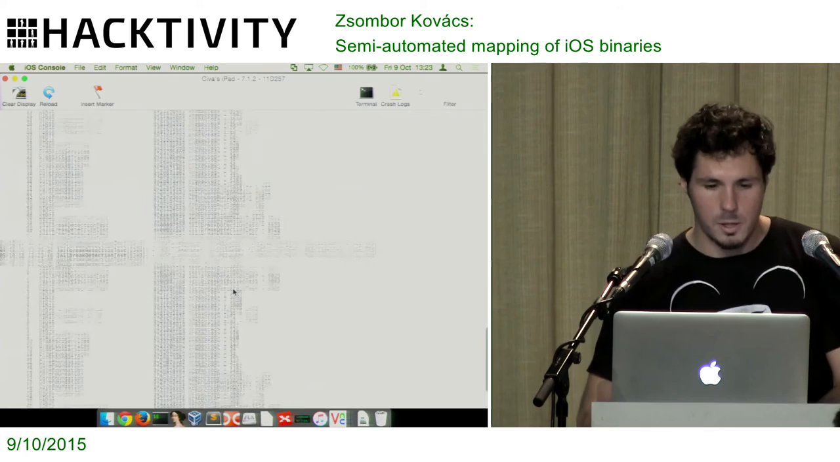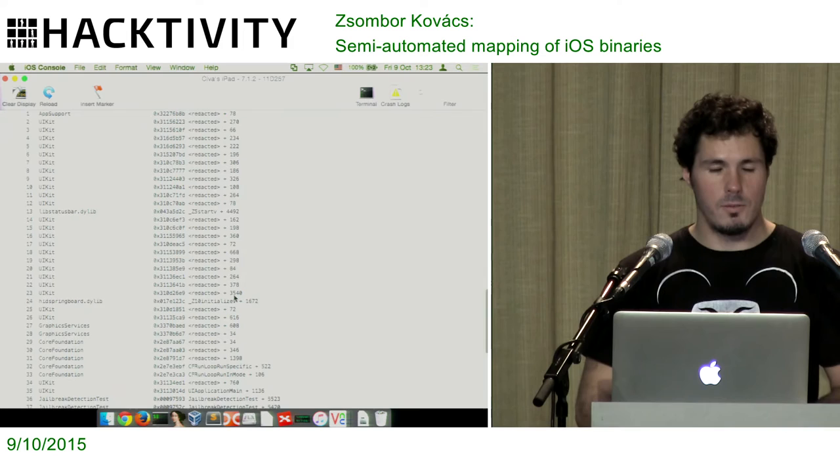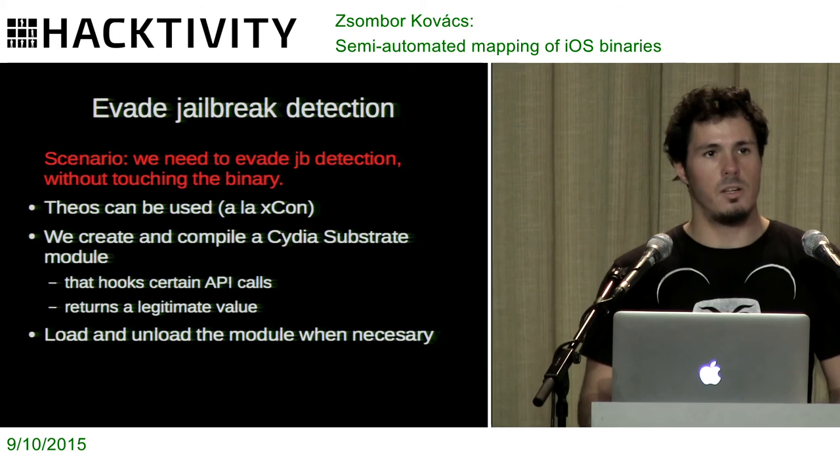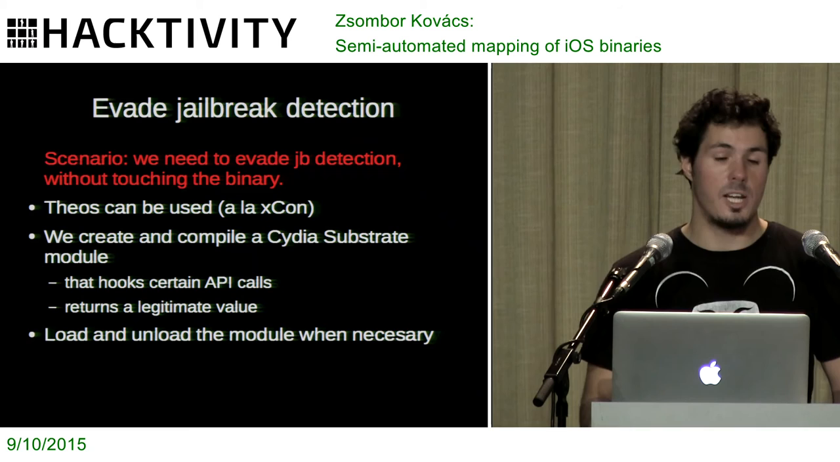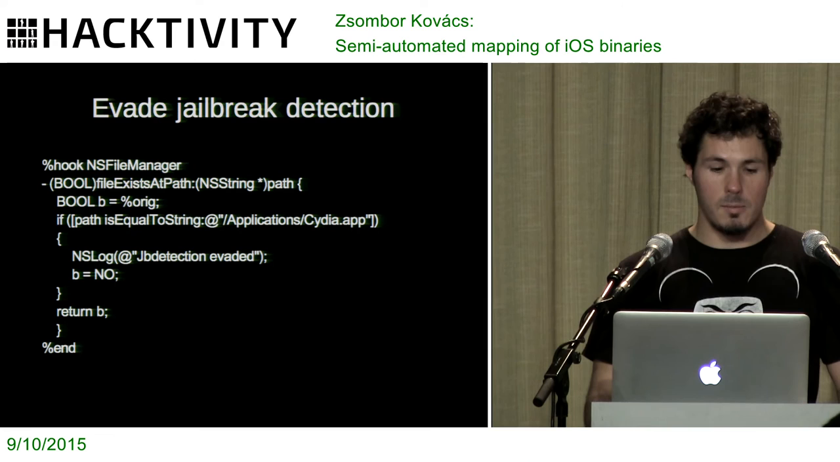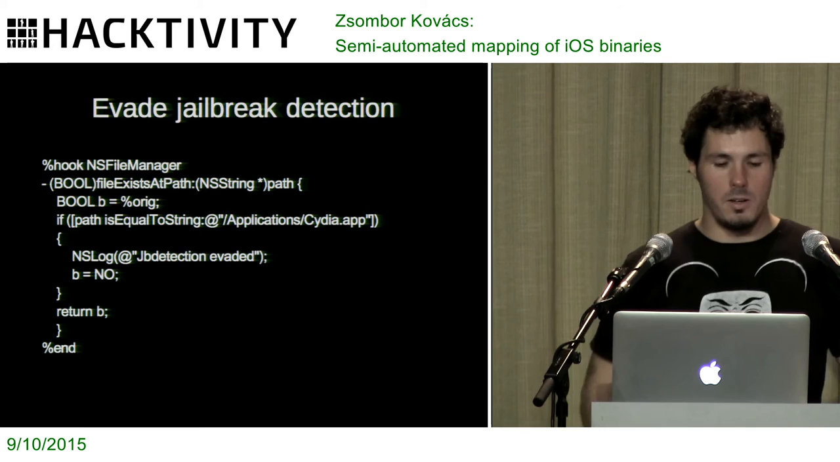So we can see from where the file exists at path function was called. And once we're there, we can easily evade jailbreak detection also. Once we have control over what the actual API call returns, then we can use this framework to bypass jailbreak detection without ever touching the binary. So basically, this is the tool we use to bypass this very primitive jailbreak detection method.